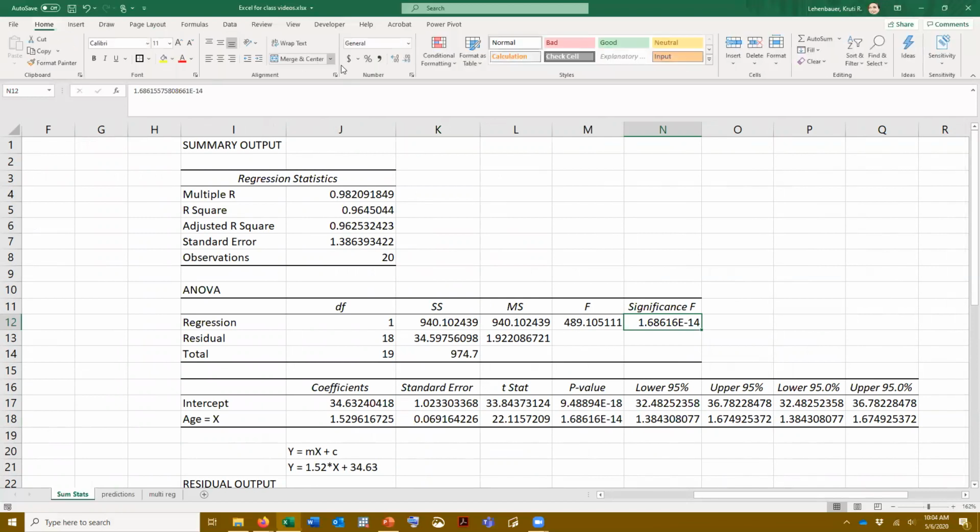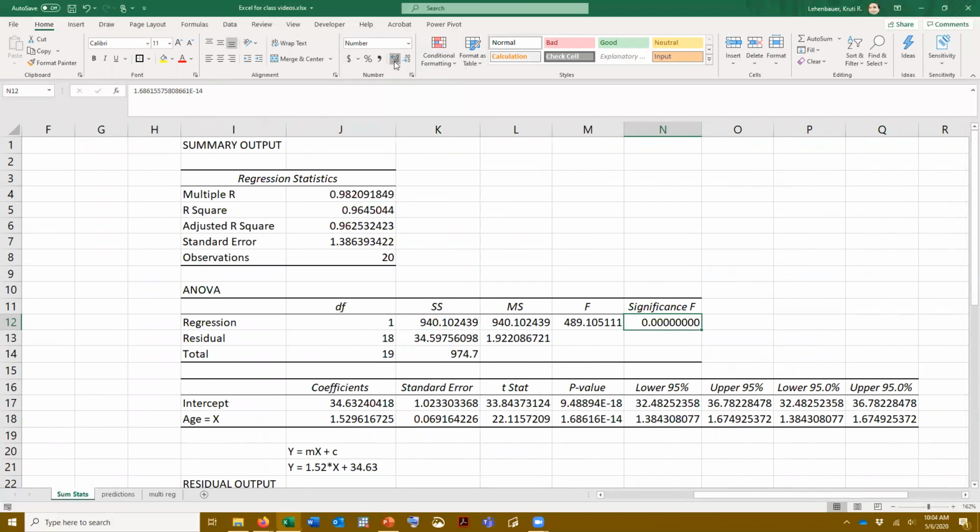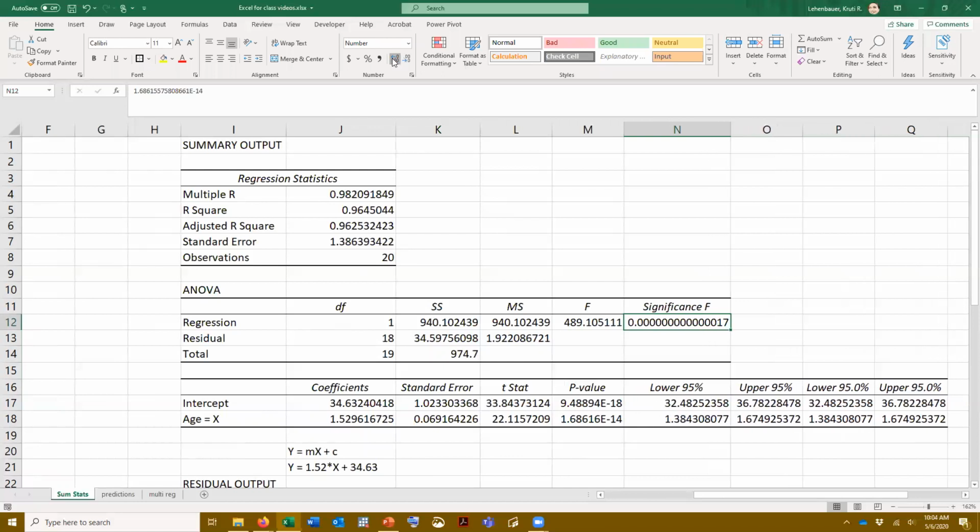So if you go in here and see where it says General, and if I put it in a number form, you'll see that it will change, right? 1.68 times 10 raised to minus 14. So basically this number is saying there are 14 zeros multiplied by 1.68. So if you want to see, look, there are 13 zeros because it's 1.68, but so there are 14 places.